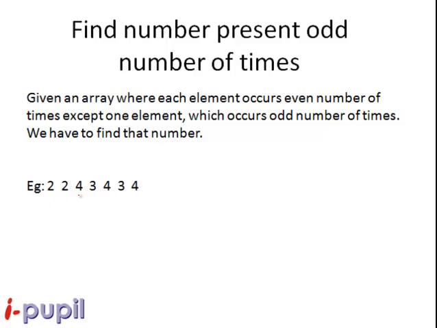In this example, the number 4, as we can see, occurs thrice. So it occurs odd number of times. Whereas the numbers 2 and 3 each occur even number of times. So 4 over here is the number that occurs odd number of times, and 4 is our answer.